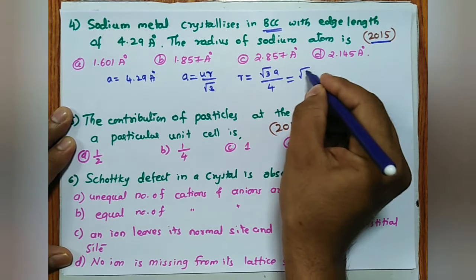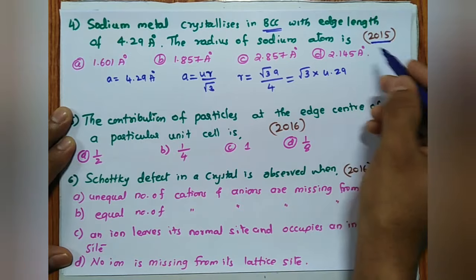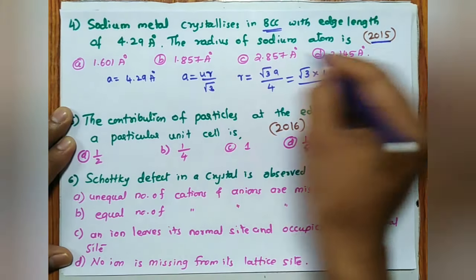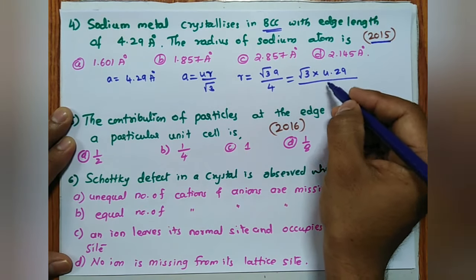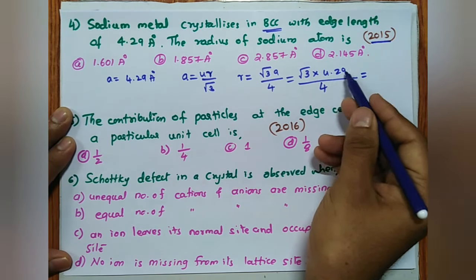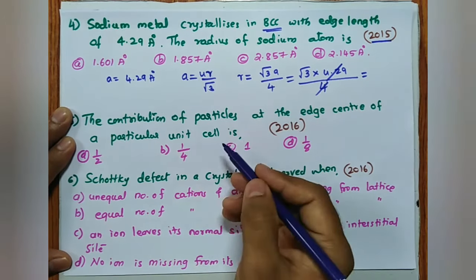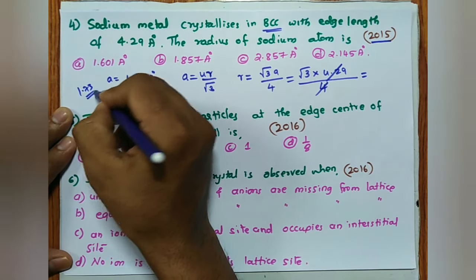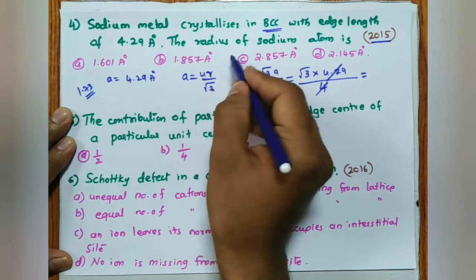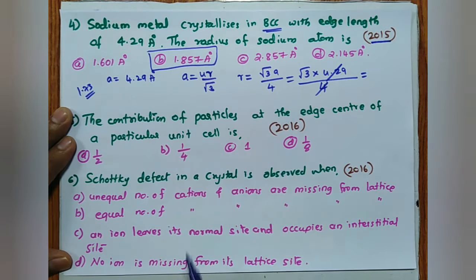Hence you substitute root 3 into a value, which is 4.29. Angstrom unit, keep it as it is, because the answer is also in angstrom unit, divided by 4. So here 4.29 and 4 will get cancelled. We know that root 3 is around 1.73, so more than 1.73, the answer should be B, 1.857. So this formula you have to remember. This is about the fourth question.